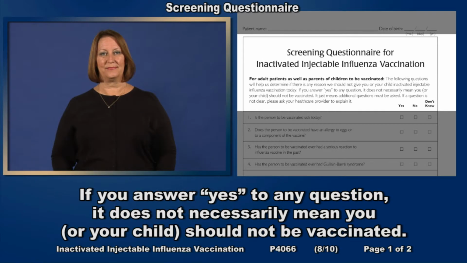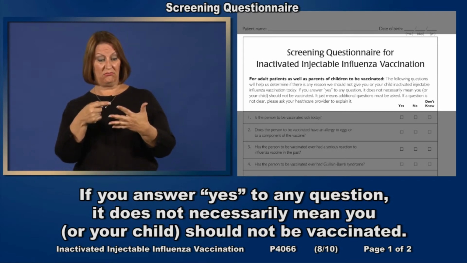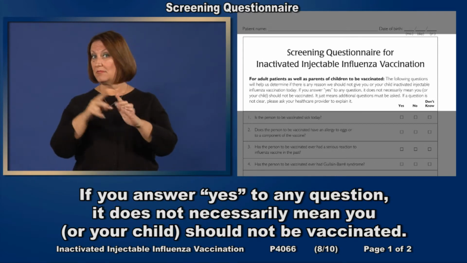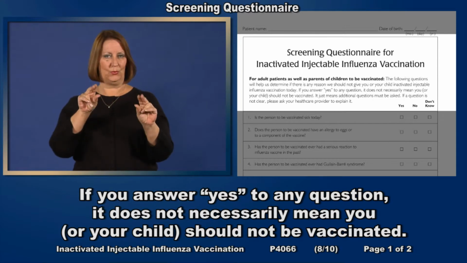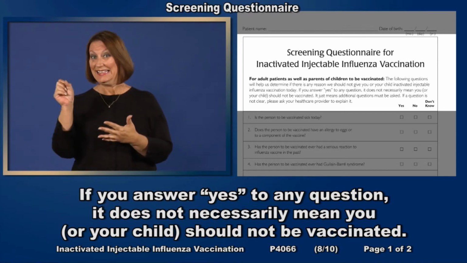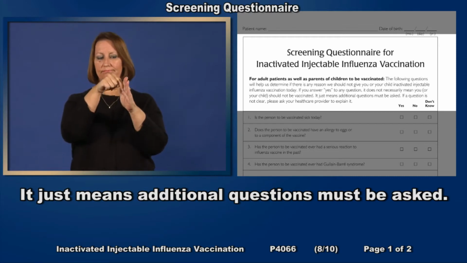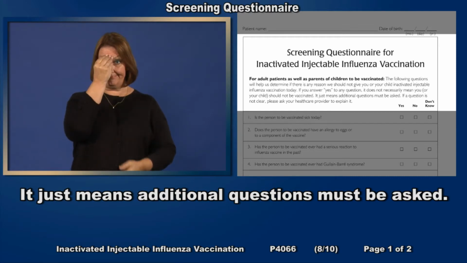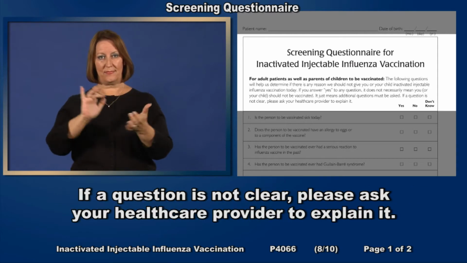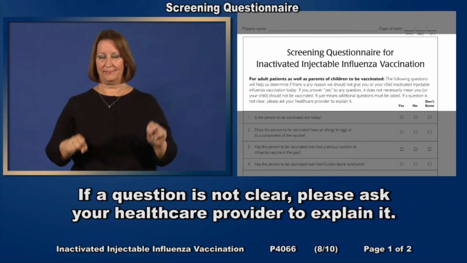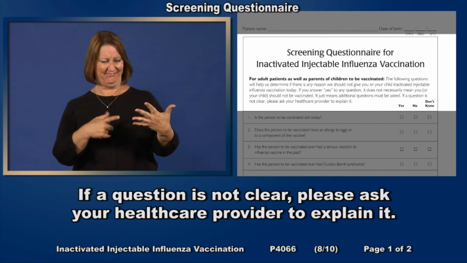If you answer yes to any question, it does not necessarily mean you or your child should not be vaccinated. It just means additional questions must be asked. If a question is not clear, please ask your healthcare provider to explain it.